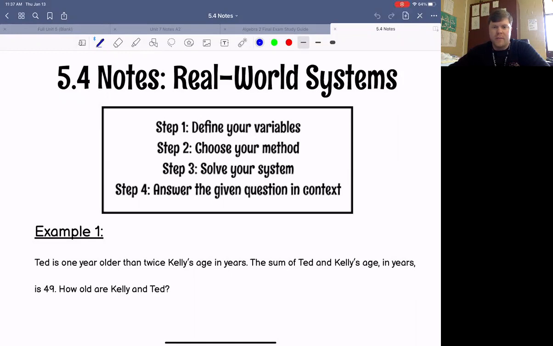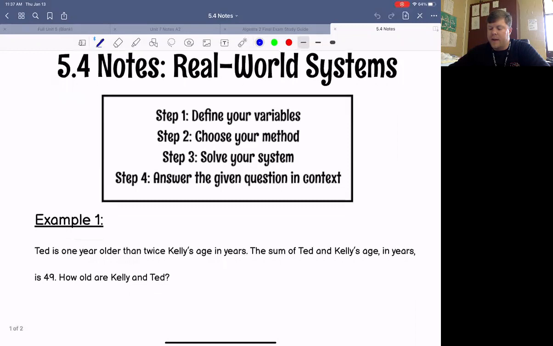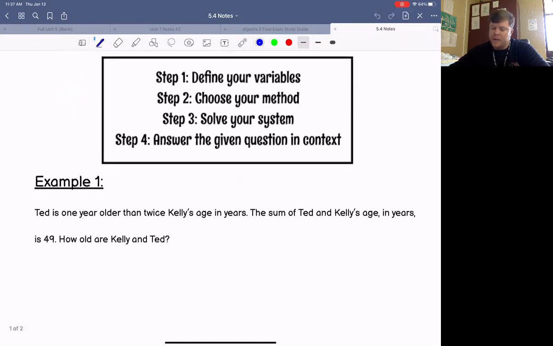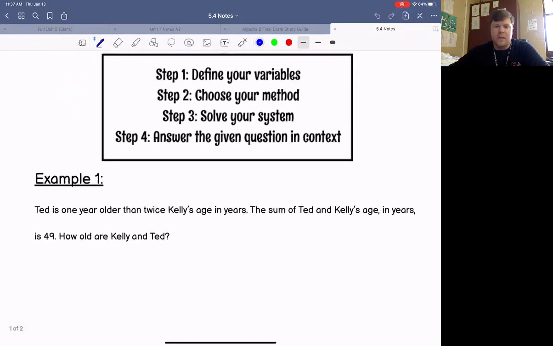We've got 4 steps to solving these problems. Step 1, define your variables. Step 2, choose your method. Step 3, solve your system. Step 4, answer the given question in context. That means that we have to use units on our answer, and that's where defining your variables becomes very important.